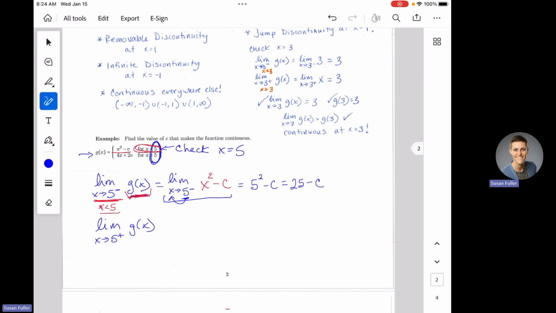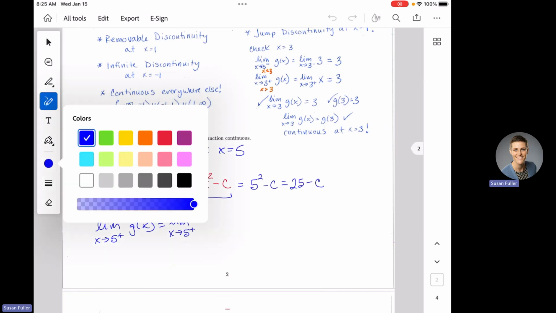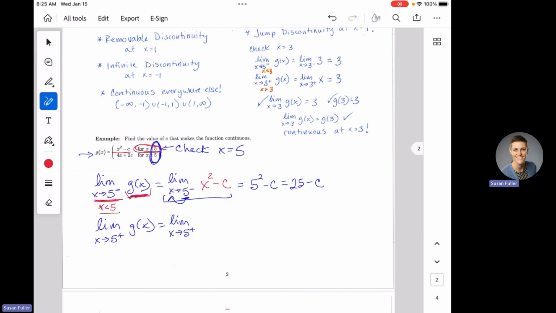Okay, now we have to do the limit from the right. Let's see what happens as x approaches 5 from the right on my function. So we are going to approach 5 from the right. And now in order to evaluate this limit, we need to figure out what g of x is going to be when we approach 5 from the right.